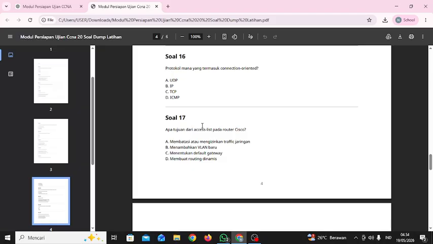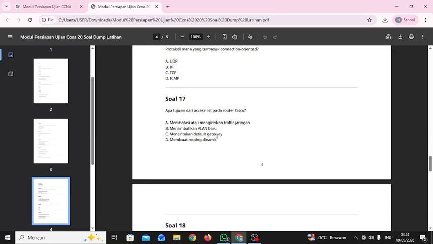What is the purpose of an access list on a Cisco router? Okay. A. Permit or deny network traffic. B. Add VLAN. C. Set default gateway. And D. Make dynamic routing. Okay, the correct answer is permit or deny network traffic.